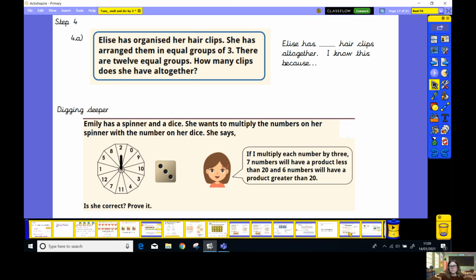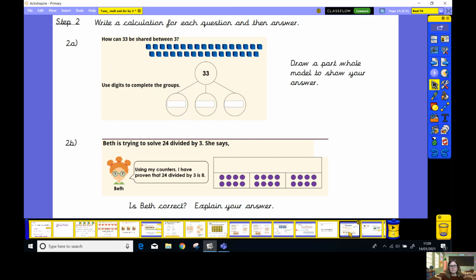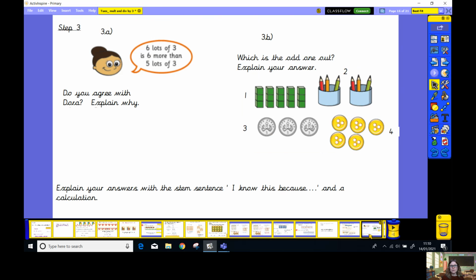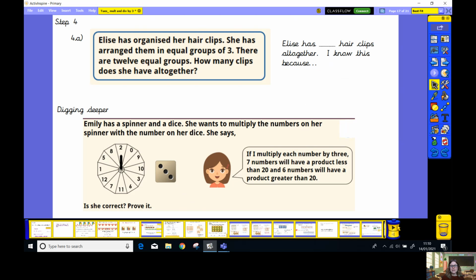So I'm going to pause on each video step now so you can do it. Step 2, pause the video now and complete it. Step 3, pause the video now and complete it. Step 4, pause the video now and complete it.